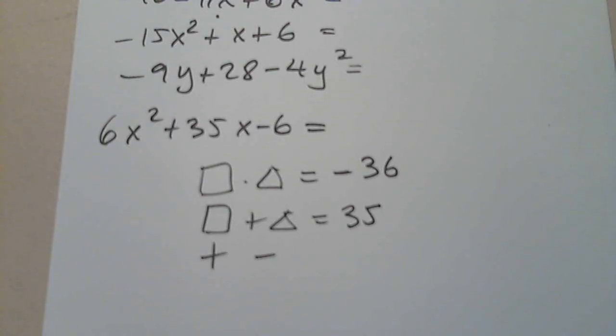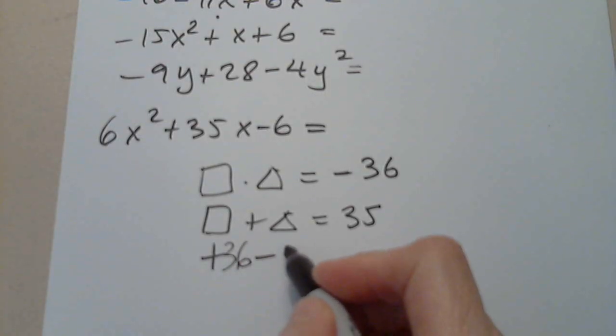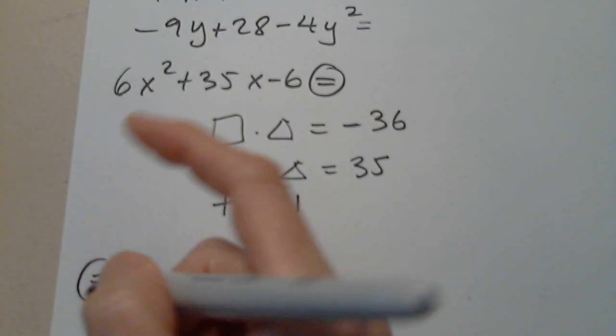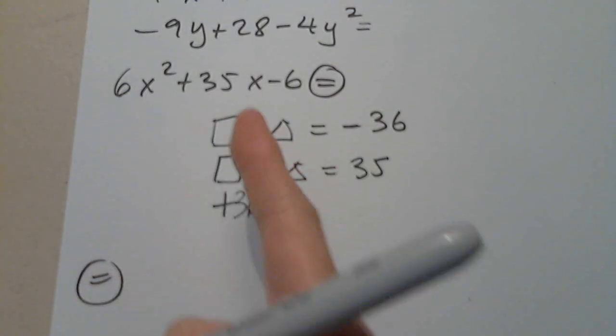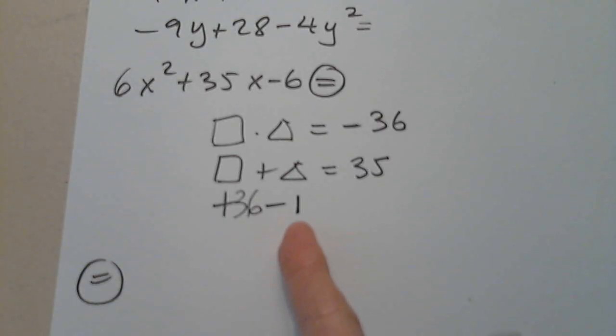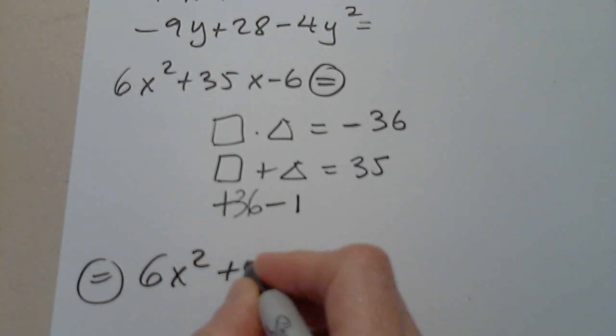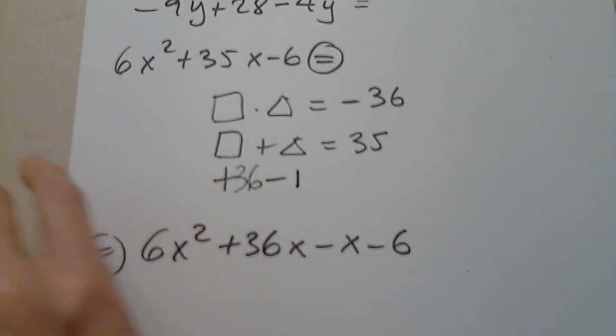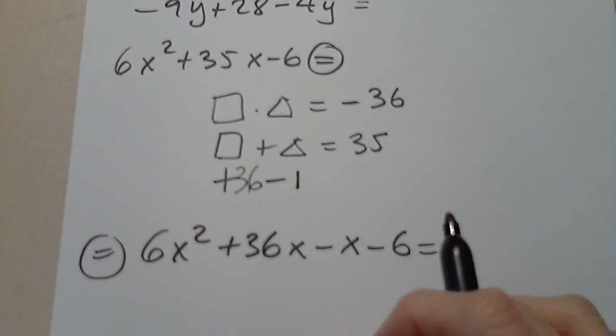36 and -1. At this point, we must replace the middle term by what we just found out. So 6x squared plus 36x minus x minus 6. And immediately cover the last two terms. Cover them up.